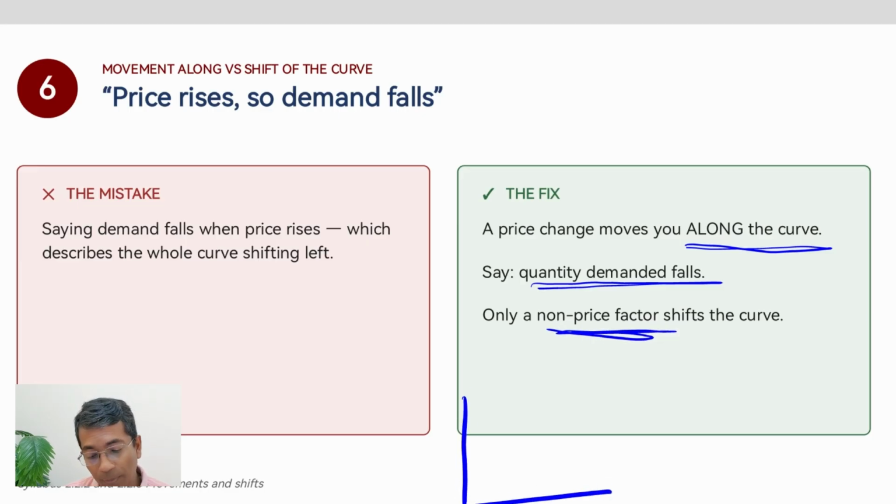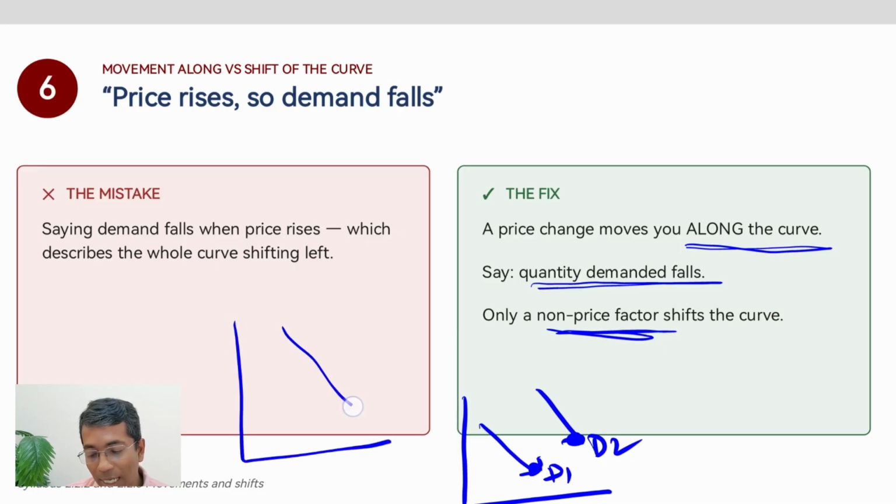For example, if the population of a country changes, maybe the demand curve will move from D1 to D2. You can say that way. Or when the doctors are nowadays not liking a particular product, maybe you can say that the demand has moved from D3 to D4.